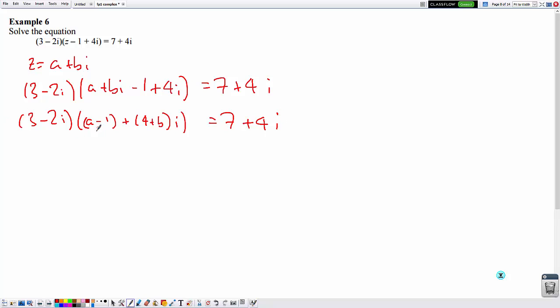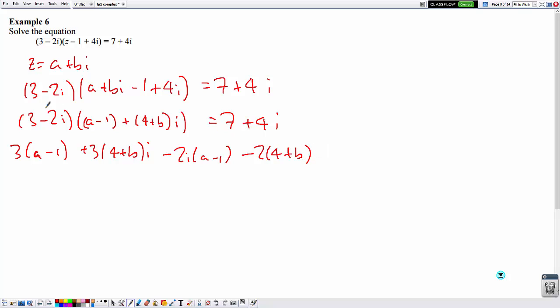So now let's multiply these out. Multiplying out now is a little bit easier. So we do 3 times this. So we've got 3 lots of a minus 1, plus 3 lots of 4 plus b i, and then I've got minus 2i lots of this, so minus 2i lots of a minus 1. Again, it's not that much easier. It's still a decent amount of work. As long as you're careful, though, you shouldn't get any of this wrong. It's not difficult. It's just time consuming. So we've got minus 2 lots of 4 plus b.